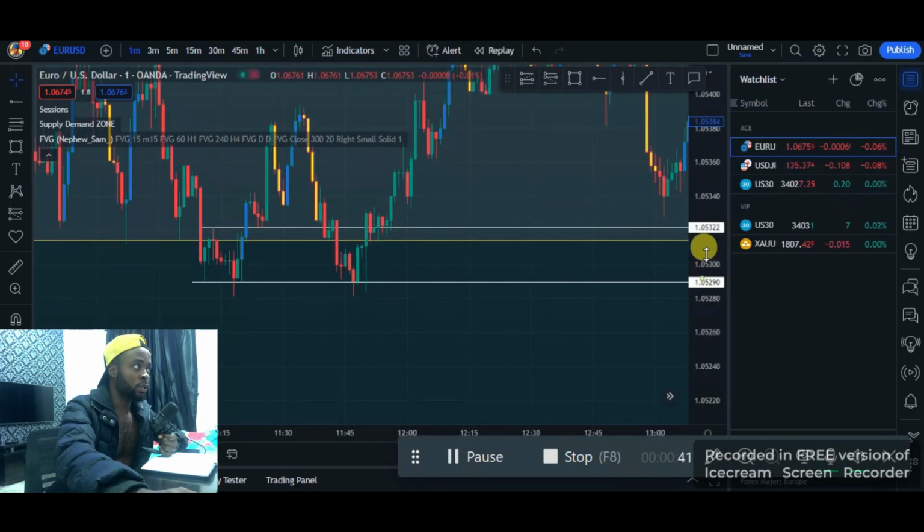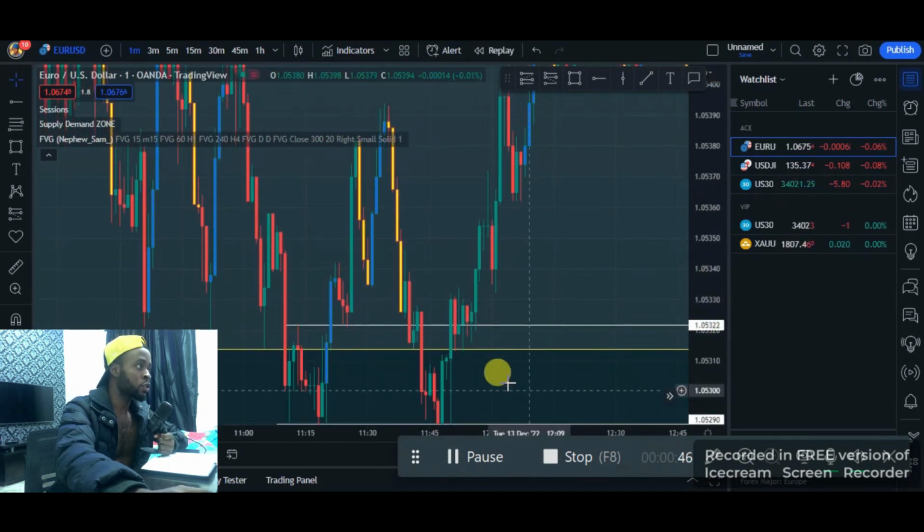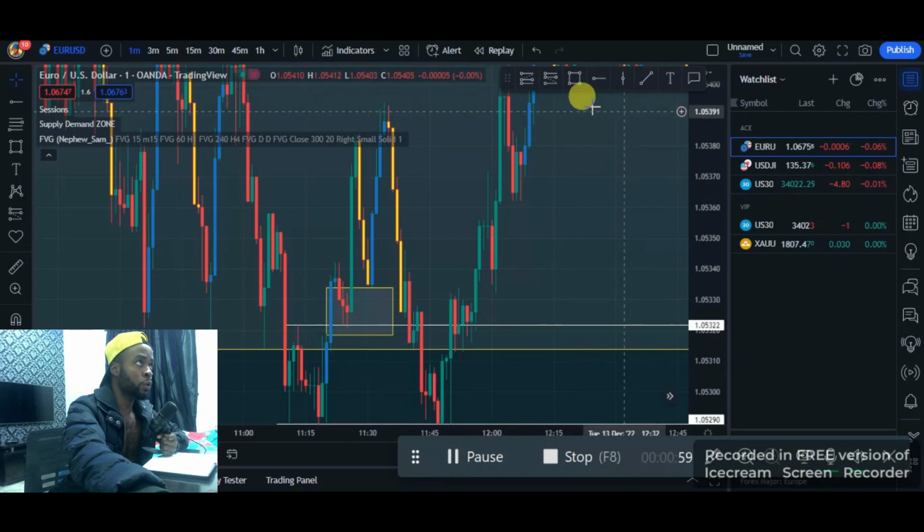I believe you guys should know what an FVG looks like, but if you don't, I will make a video showing you guys what an FVG looks like. So we saw this FVG zone down here. Let me mark that out real quick. So guys, we saw this FVG zone, and automatically we want to take our trade there.